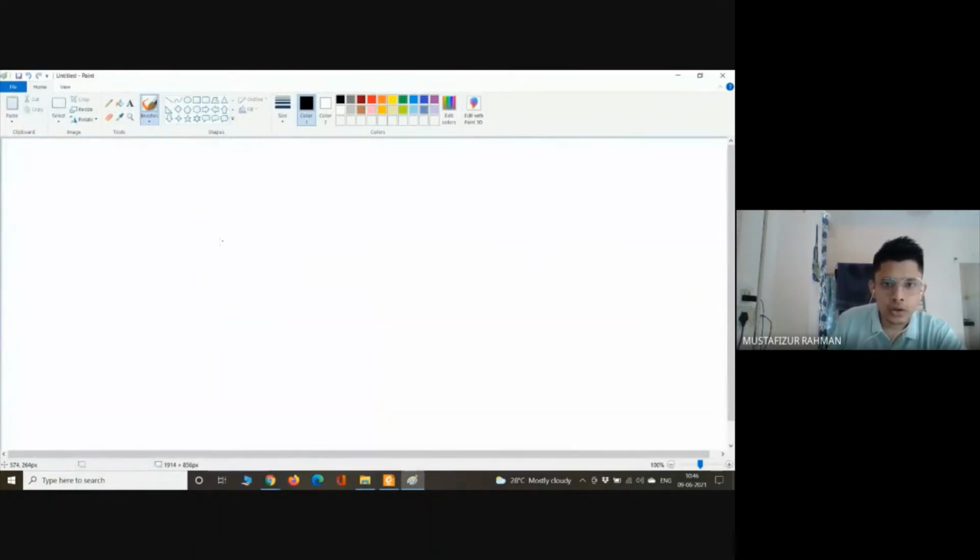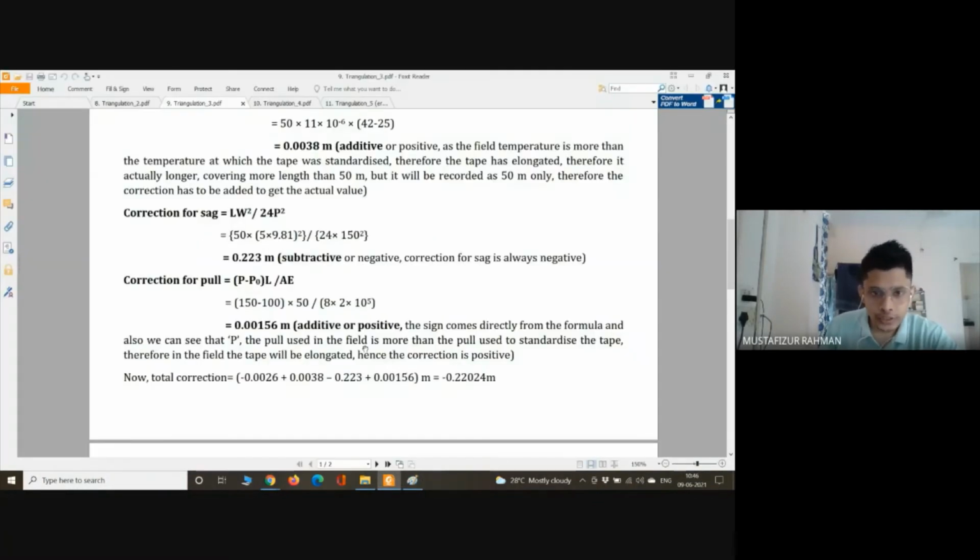Correction for sag, because it should have been held in a straight line, but because the tape or chain has a self weight, it will make a curve, or because we are not holding it properly, maybe something like that, it may have a curve like this. So for that, we have this formula. We have to remember this formula, L into W square divided by 24 P square.